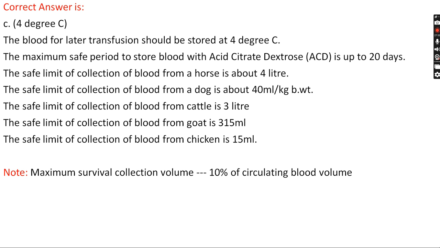The safe limit of collection of blood from a horse is about 4 liters. The safe limit of collection of blood from a dog is 40 ml per kg body weight. From cattle, it is 3 liters. From a goat, it is 315 ml. From a chicken, it is 15 ml. The maximum safe collection volume is that we can collect 10% of the total blood volume from the animal as a safe limit.